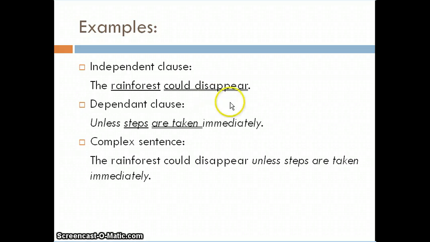On the other hand, we have an example here of a dependent clause. Unless steps are taken immediately. We do have a subject, steps, and we have our whole verb, are taken. However, because of the word unless, this clause is not a complete thought. It leaves us hanging, wanting more information. So it needs to be connected to an independent clause to form a complex sentence. So here's our example. The rainforest could disappear unless steps are taken immediately. So it contains both the independent clause and the dependent clause.